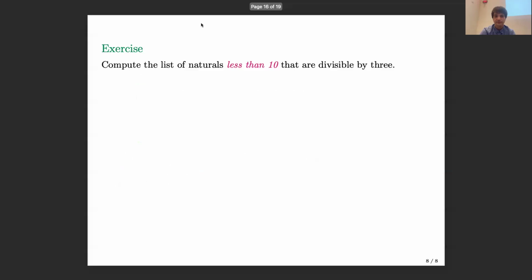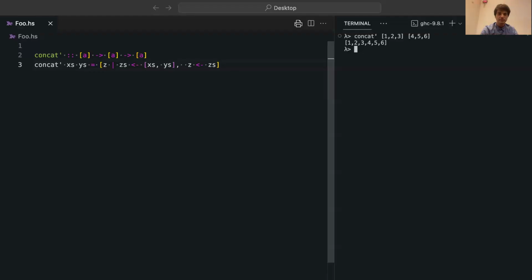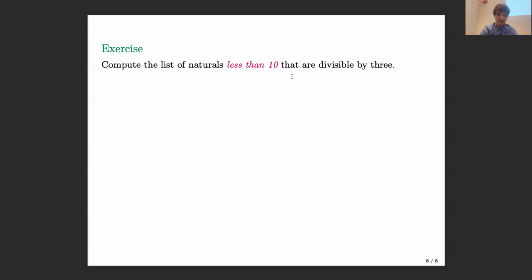There's the answer. So I'm going to ask you two questions. They both can be solved with list comprehensions, but one of them is going to thwart us. This one is the easy one. Compute the list of naturals less than 10 that are divisible by 3. This can obviously be done with list comprehension. Okay, so let's see. Let's just write one statement. What did I say? List of natural numbers less than 10 that are divisible by 3.